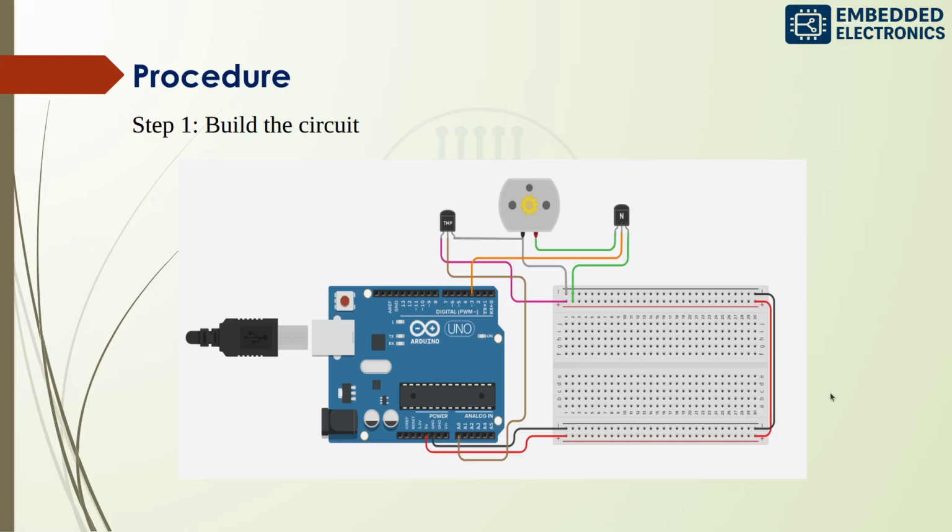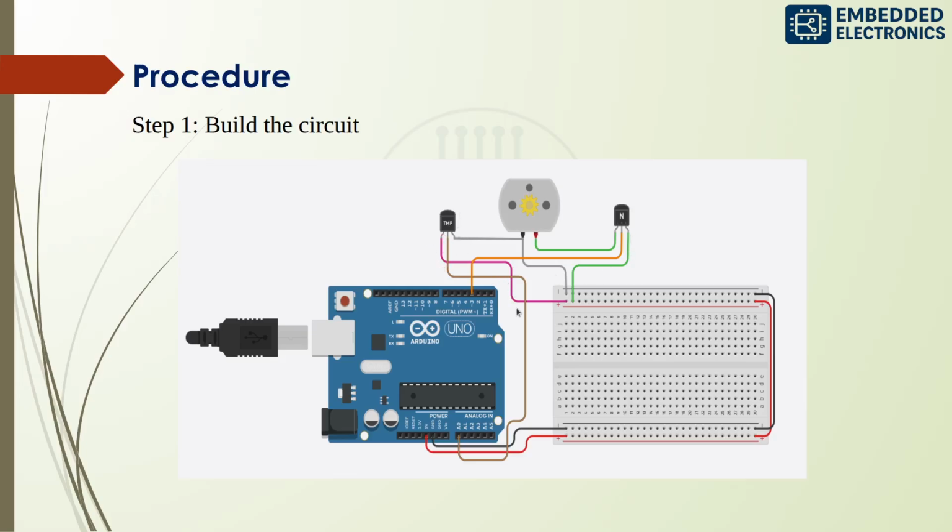And next is the procedure. First we need to build the circuit. Here we are using a DC motor, this is the temperature sensor, and this is the BJT NPN. So this is the Arduino, this is the control center. It provides power to the components, and this is the temperature sensor.